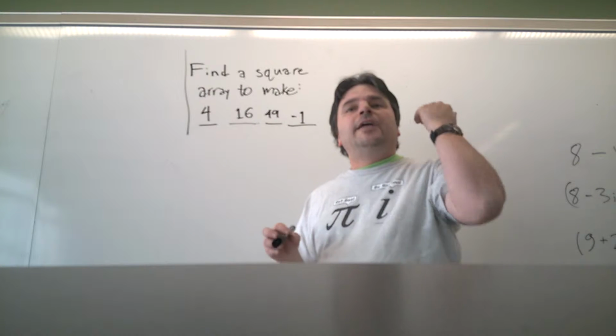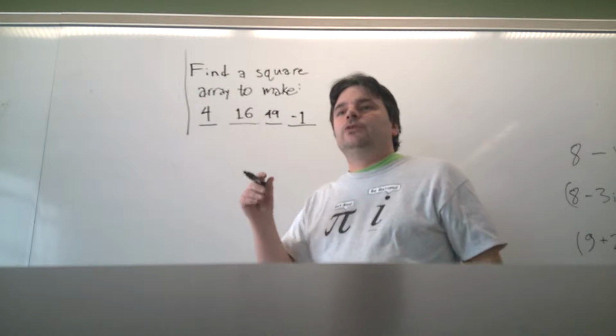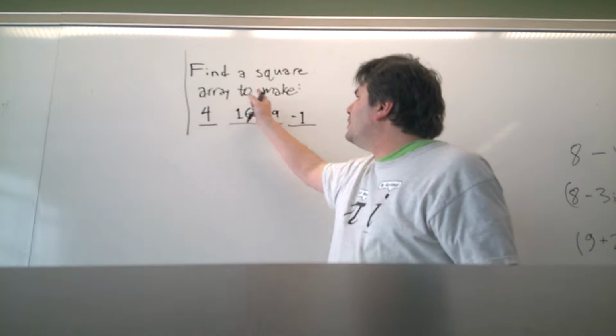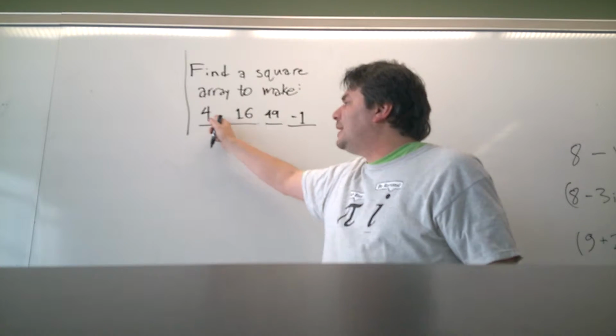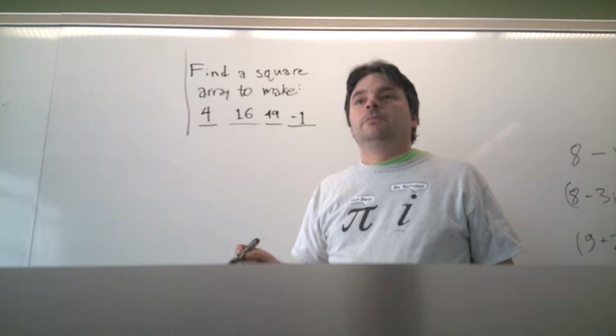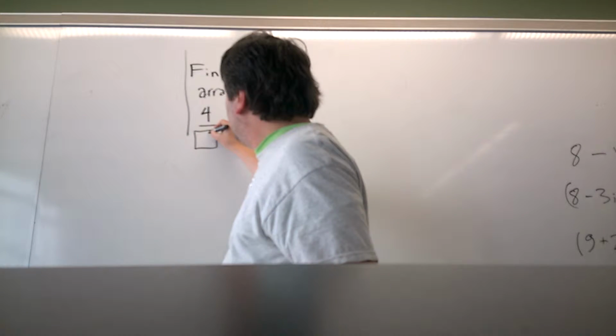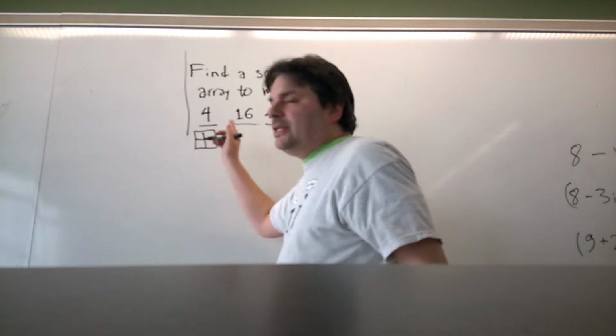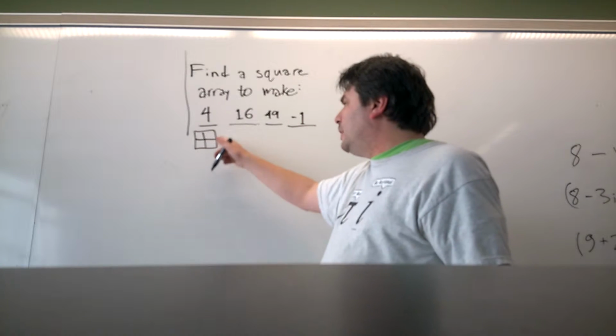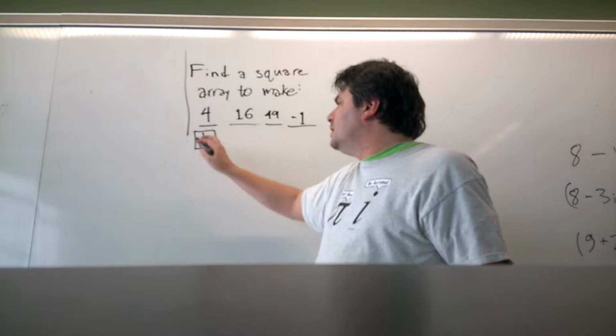Okay, I've had you working in your groups, let's see what you've come up with. What's an array? What's a way we could do a square array to make the number 4? Somebody could put that up here. That's right. It's just a 2 by 2 array. It's in the form of a square and it comprises smaller squares.